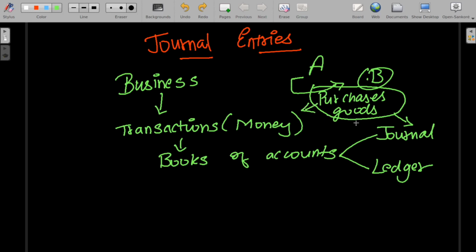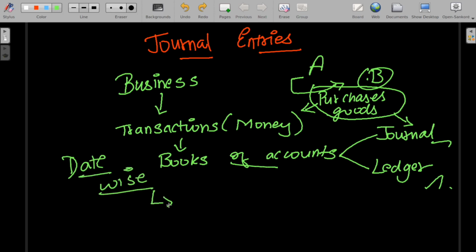So thus these types of transactions which involve money have to be entered in the books of account, which are journal and ledger. So basically I can define journal entries as a book of prime entry in which transactions are recorded in chronological order. So what is chronological order? Chronological order is nothing but date wise. Any entry you will pass it date wise.